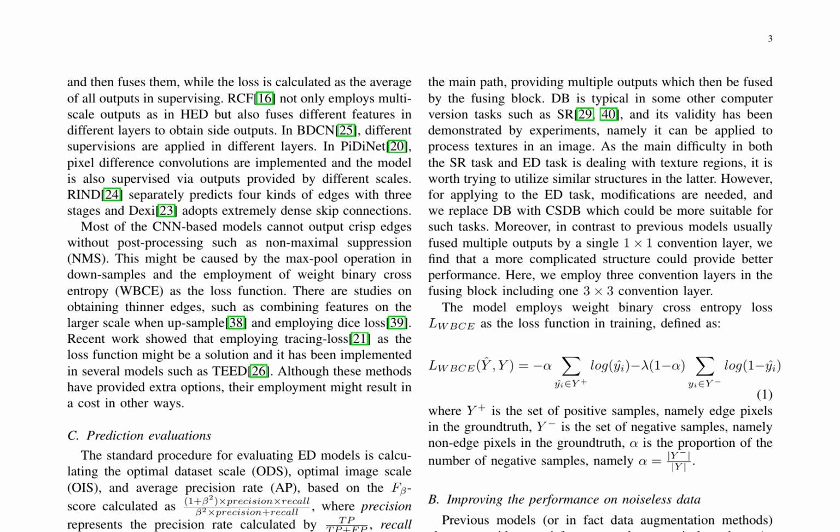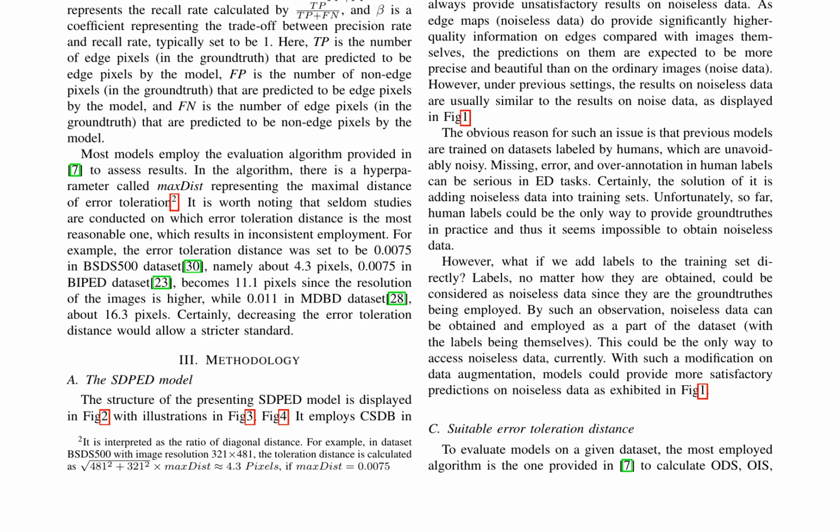The paper discusses the development of a new edge detection model, SDPED, which utilizes cascading skipping dense blocks, CSDB, in its main path to provide multiple outputs that are then fused by a fusing block. This model is designed to address the issue of obtaining crisp edges without post-processing, as most CNN-based models cannot achieve this due to max-pool operations and the use of weighted binary cross-entropy, WBCE, as the loss function.